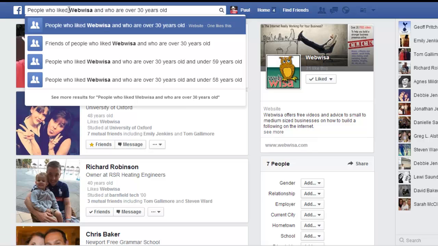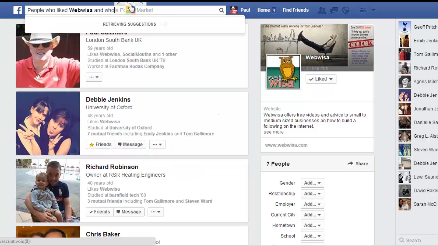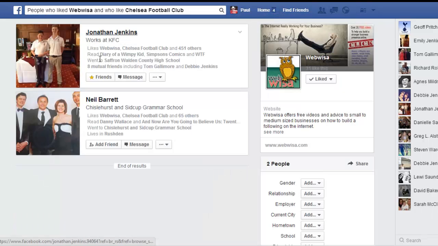So I can search for people who liked Webwiser and who like, I don't know, I'm a Chelsea supporter, so let's find out how many of them are Chelsea supporters. Chelsea Football Club, there's the search. 2, only 2. Another search I could do is I could find some information about some other sites.